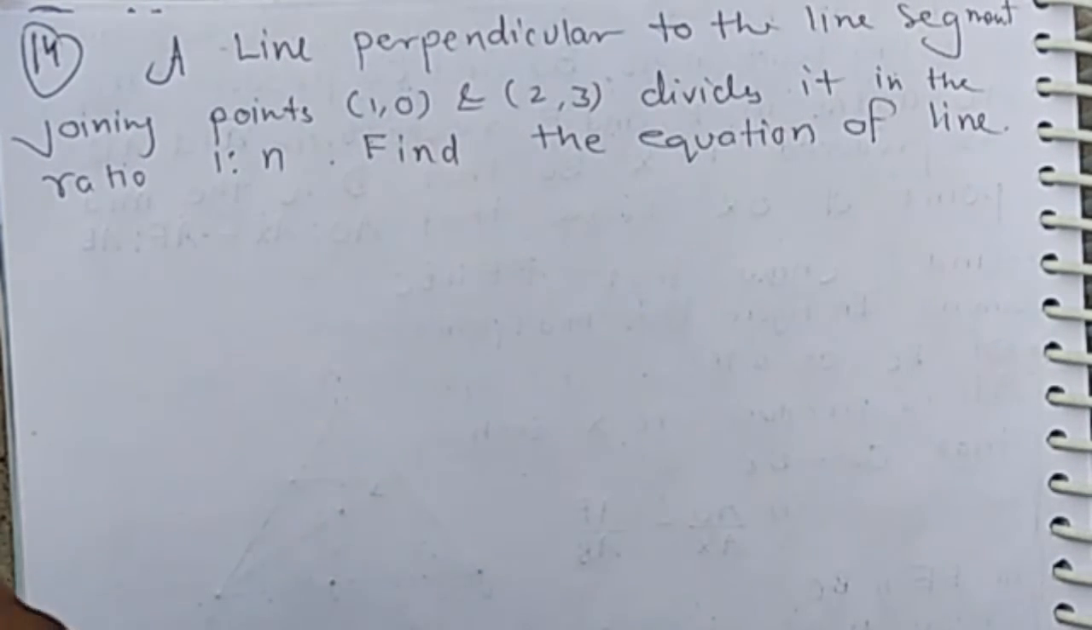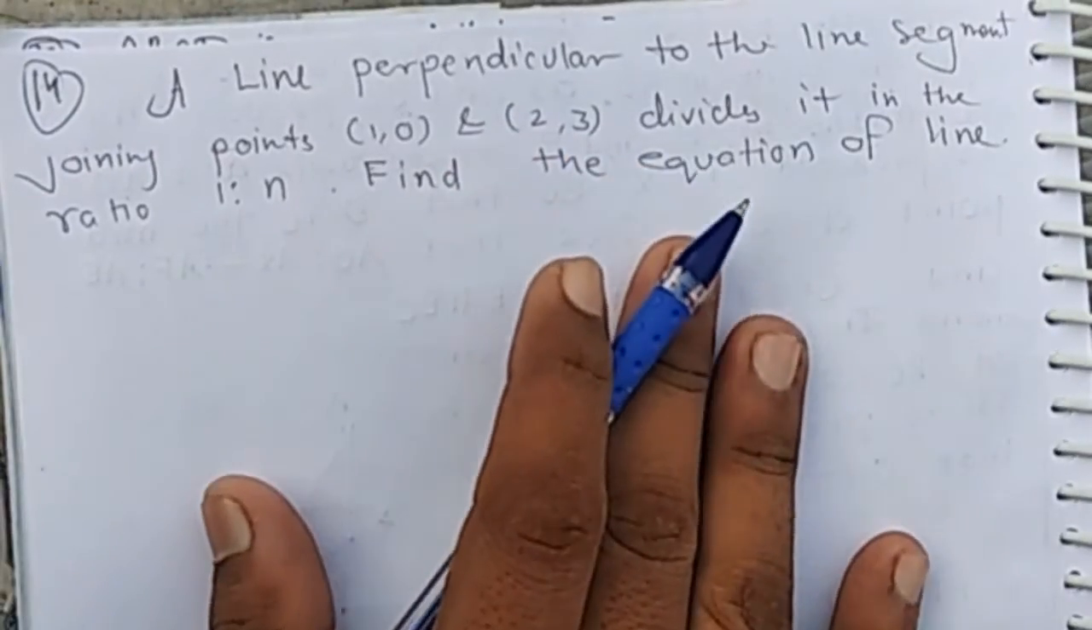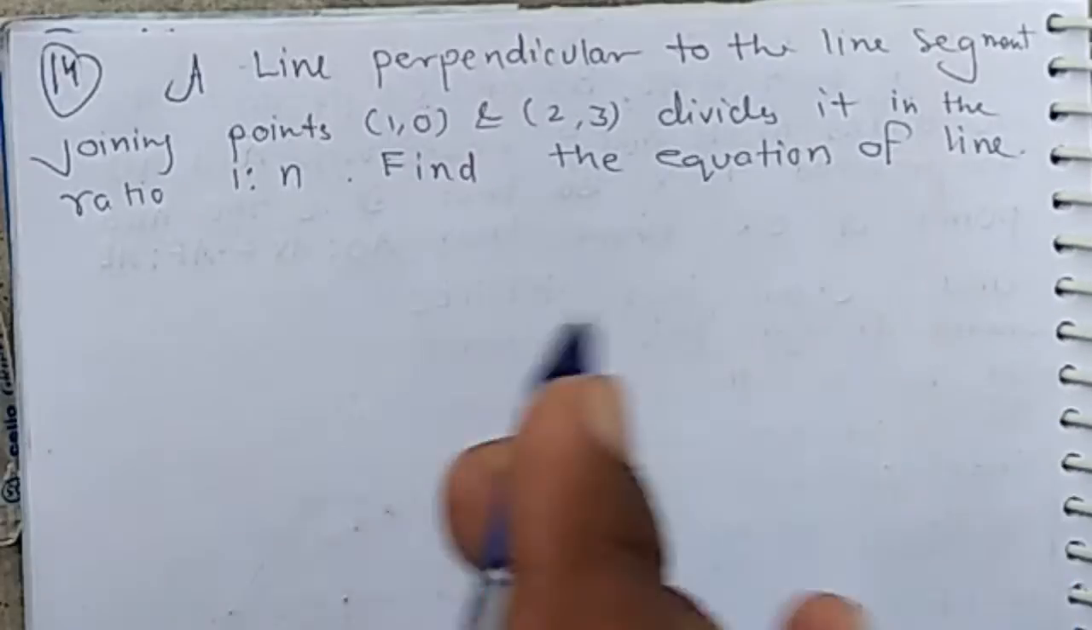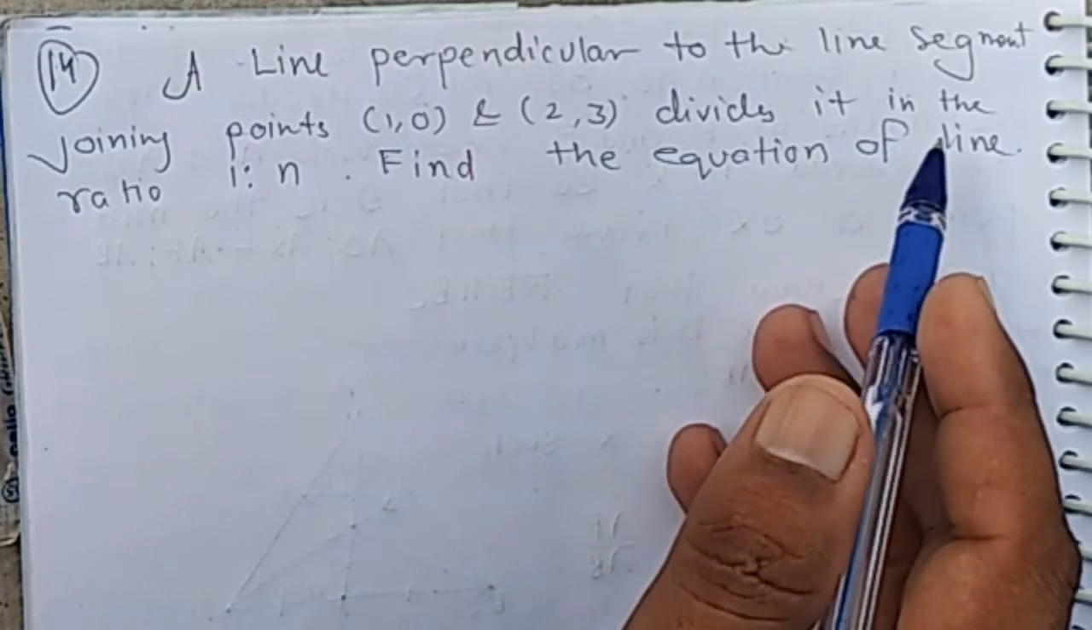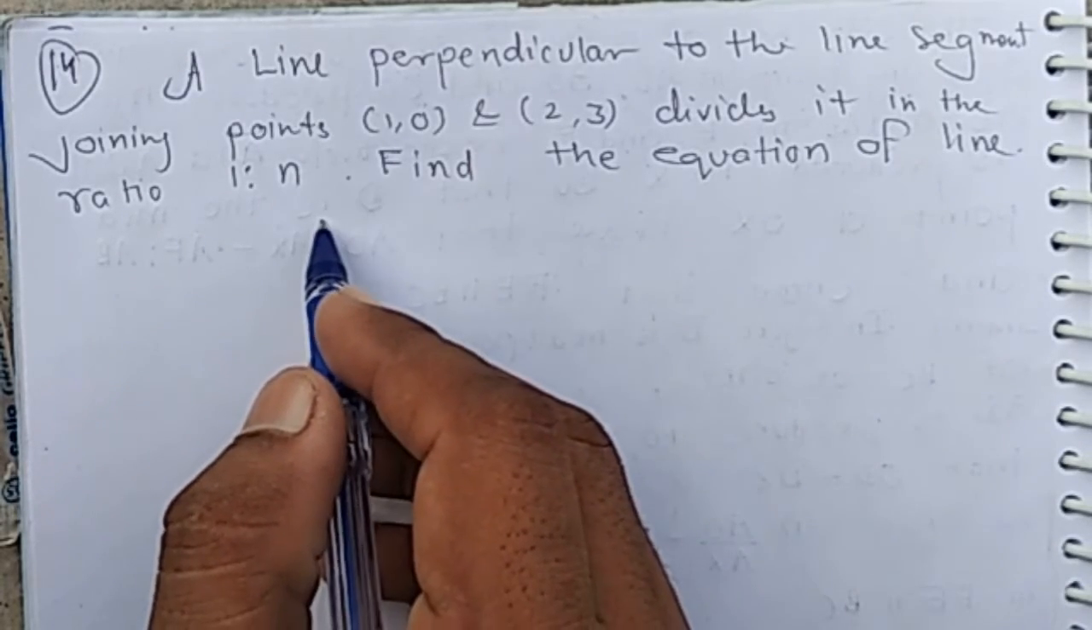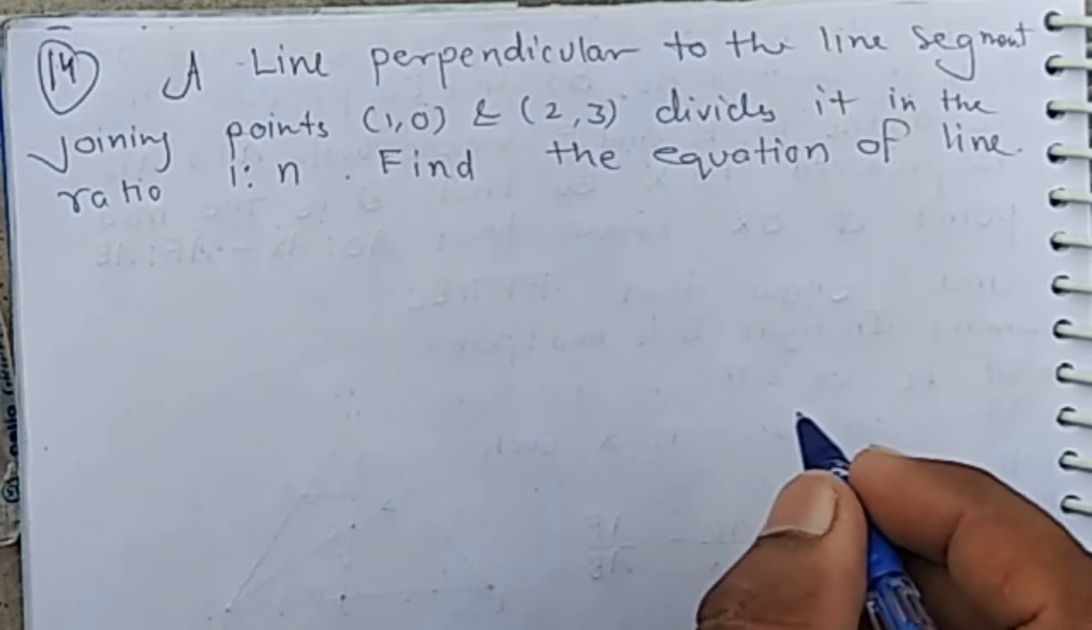Good morning, class. It is question number 14. A line perpendicular to the line segment joining (1, 0) and (2, 3) divides it in the ratio 1:n. Find the equation of the line.